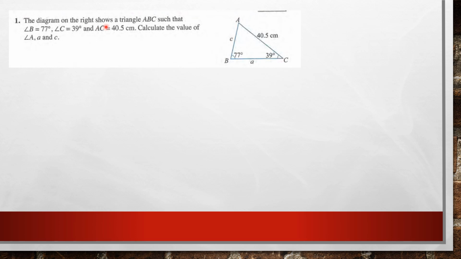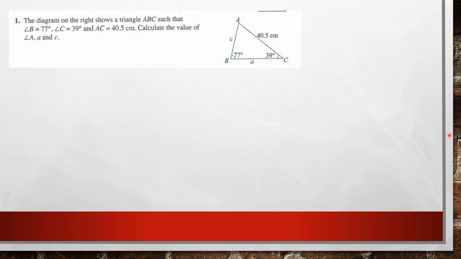The diagram on the right shows a triangle ABC such that angle B equals 77, angle C equals 39, and the length AC equals 40.5. Calculate the value of angle A, the length a, and the length c.